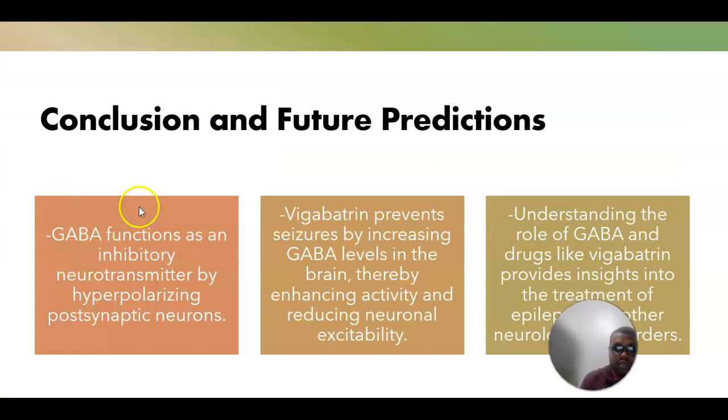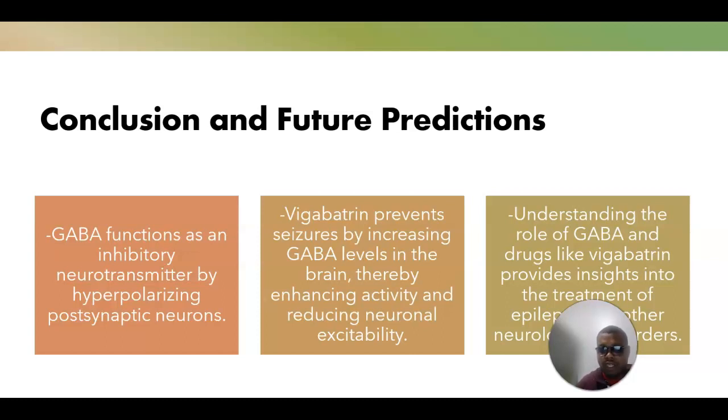So, now the conclusion and future predictions. What we concluded is that GABA acts as an inhibitory neurotransmitter by raising the concentration of hyperpolarization to the postsynaptic neurons, and the Vigabatrin helps the GABA prevent the neuronal signaling in between each other, just so the seizure could stop or die down.